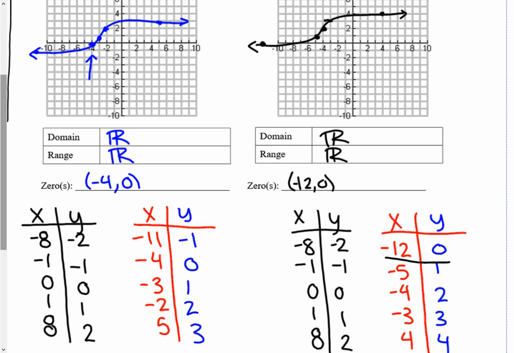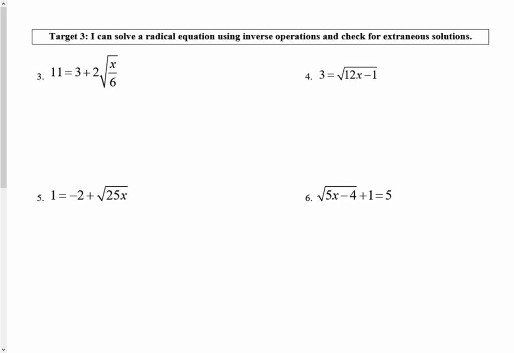Okay, when we flip it over to the backside, we're not doing targets 4 and 5 again, but we're reviewing target 3, solving our radical equations. So remember when we solve these, we always want to isolate that root. So on this first one, I need to get the square root of x over 6 by itself. So the first thing I'm going to do is subtract 3 from both sides.